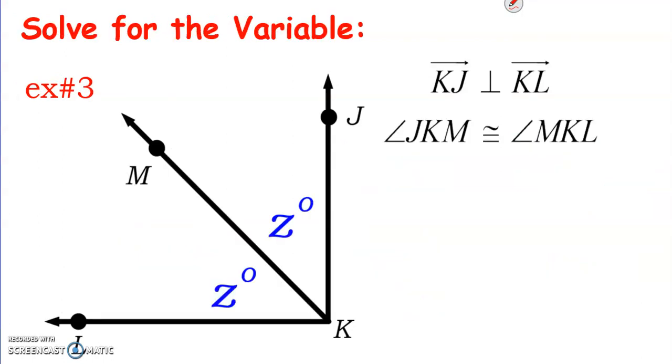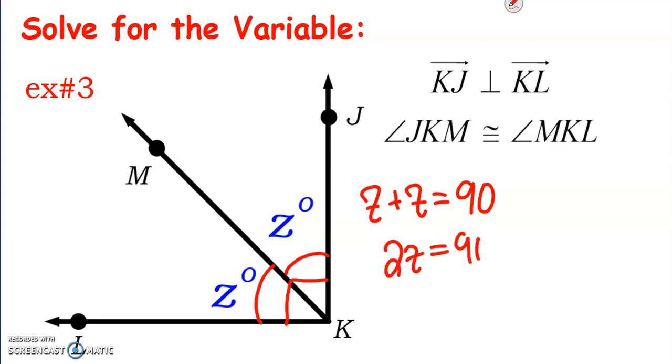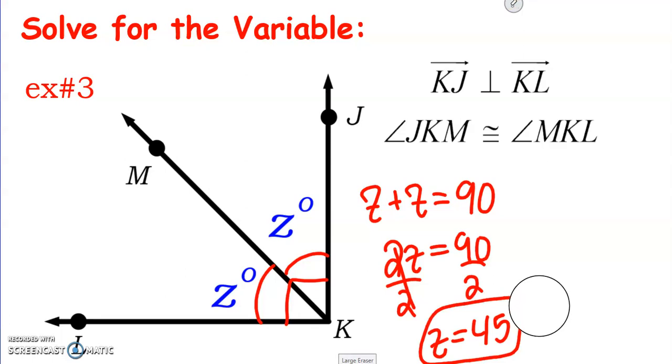All right, so they tell me that ray KJ is perpendicular to ray KL, so we know that this is a 90-degree angle. And they also told me that the measure of angle JKM, so that's right here, is congruent to the measure of angle MKL, which is right here, which is already marked in the picture because we have Z and Z. So we know that Z plus Z adds up to 90 degrees. So 2Z equals 90, divide both sides by 2, and we get Z equals 45 degrees. Well, I guess just 45. But if you plug it in, then each angle is 45 degrees.